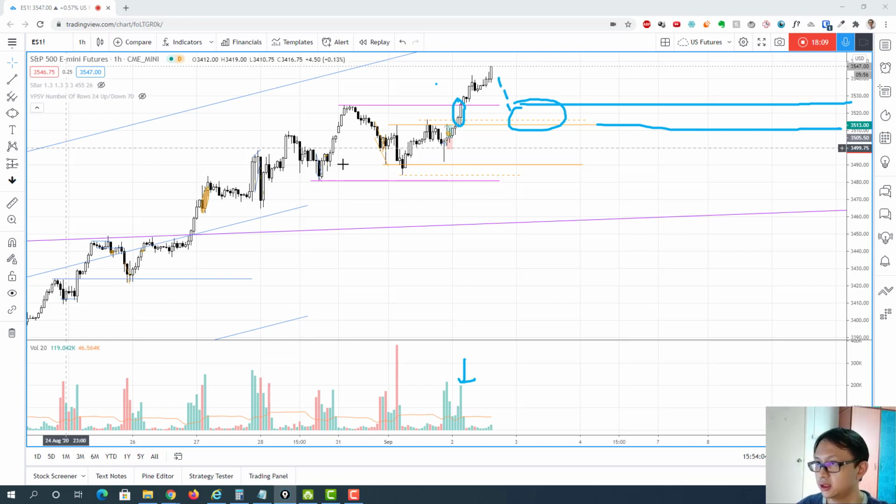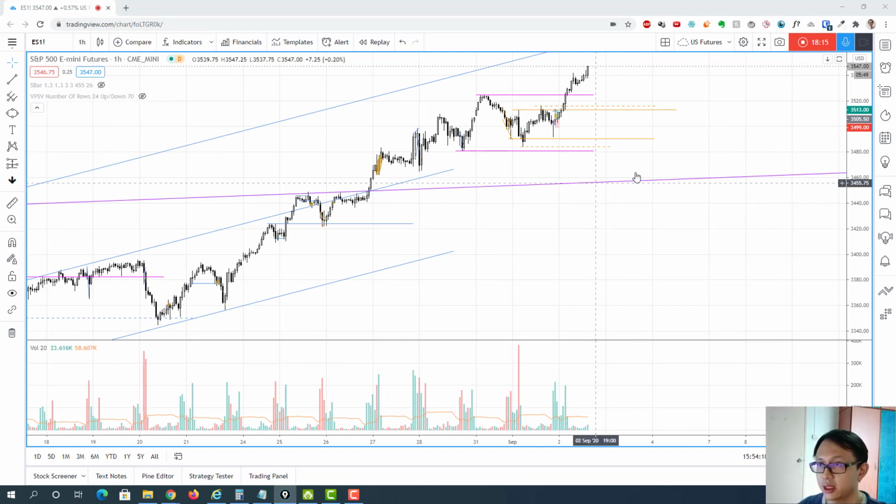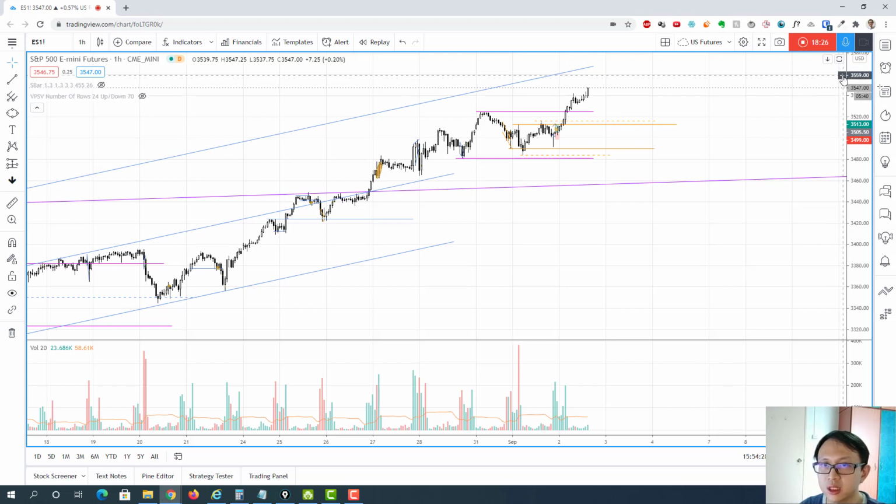So for the long-term bias, definitely still up because there's nothing threatening so far. And for the immediate resistance level, like I mentioned just now, I'm looking at the overbought situation that will be around 3560 or even 3570, so all the way to around 3600 level.